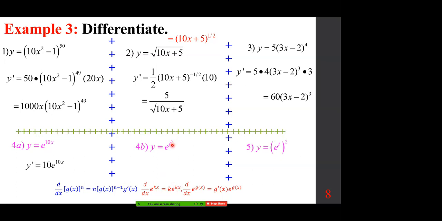What about this one? You can look at this one if you want. The derivative of any exponential is itself times the derivative of the exponent, g prime of x. So what is the derivative of the exponent? 2t. So it's the same thing: e to the power of t squared times 2t.